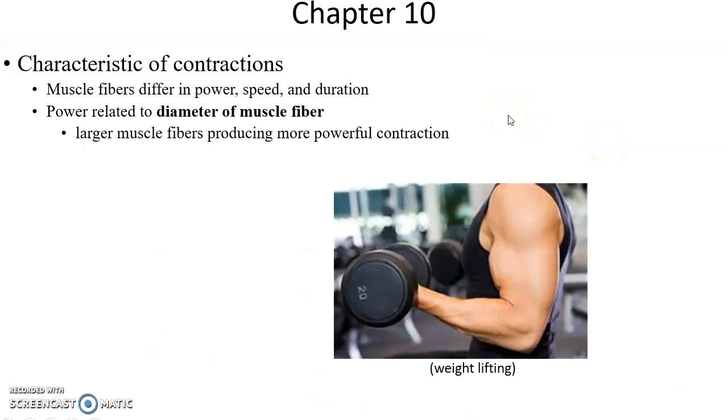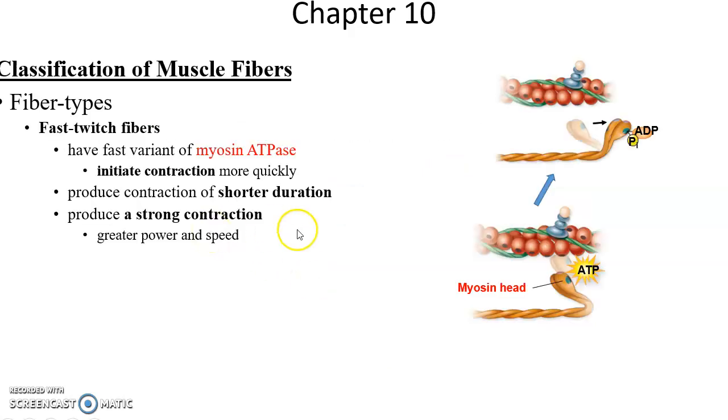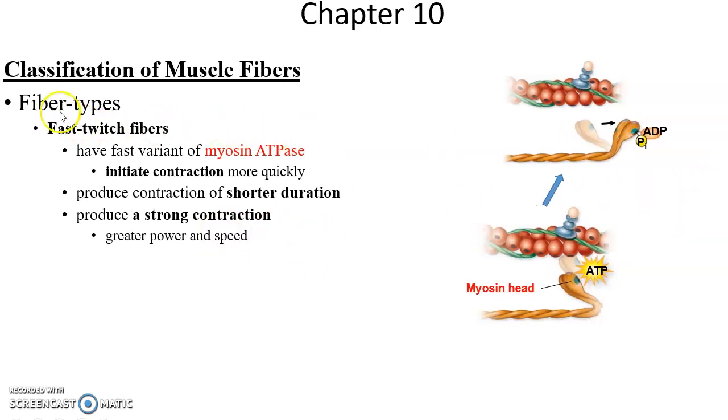All right, contraction. Muscle fibers, there are different kinds. They generate different powers of contraction, different speeds and duration. And this can relate on one level to the diameter of the muscle fiber. The wider the skeletal muscle fiber, the more powerful the contraction. And that is why people's muscles get bigger when they engage in a lot of weightlifting, for instance. There are 3 kinds of muscle fibers broken down by 2 categories. We have the fiber types. This is, for instance, fast fibers or slow twitch fibers.